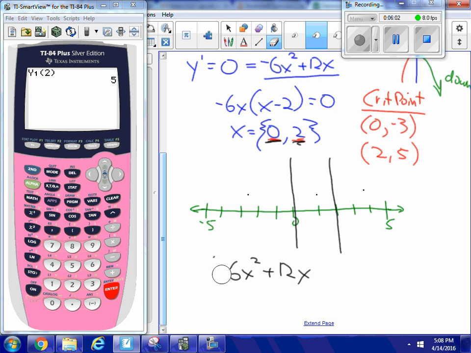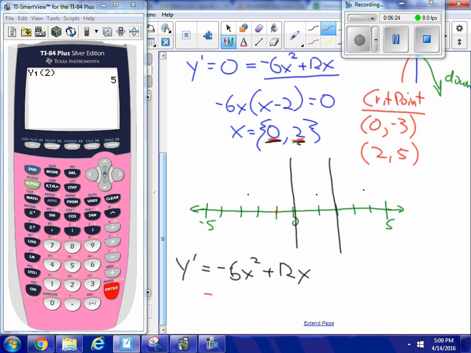Y prime equals negative 6x squared plus 12x. So I need to evaluate the derivative to see whether the slope of my function is positive or negative in each of these 3 intervals. So I'm going to pick a number. I'm going to pick the number negative 1.